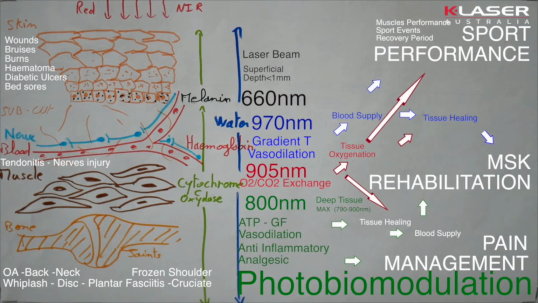It means that the 800 nanometers wavelength is essential for photobiomodulation for deep tissue and musculoskeletal applications. But the other wavelengths are also useful for complementary effect to improve blood supply, facilitate oxygen exchange in the tissue, and drain the metabolic waste. Together, it brings the ideal environment for pain management, tissue healing for rehabilitation, and optimal muscle performance during training and sport events.